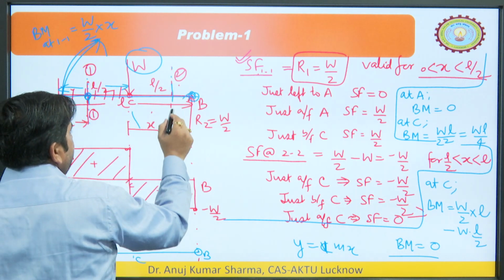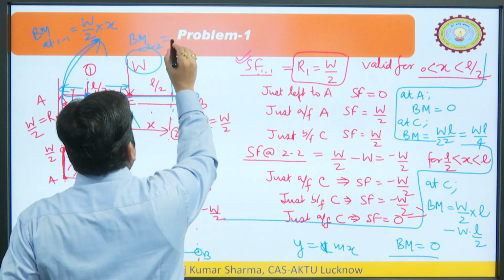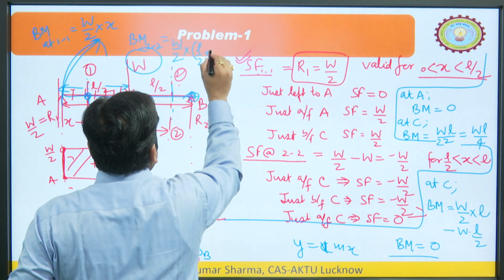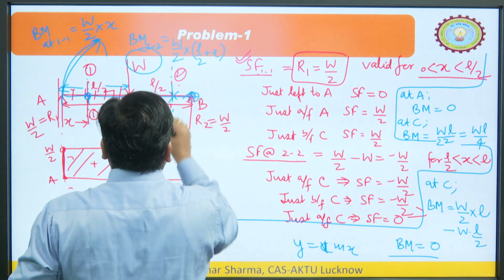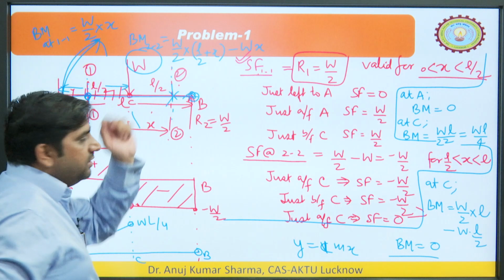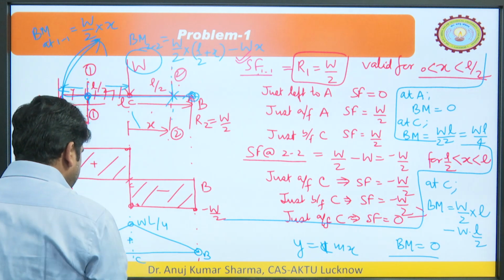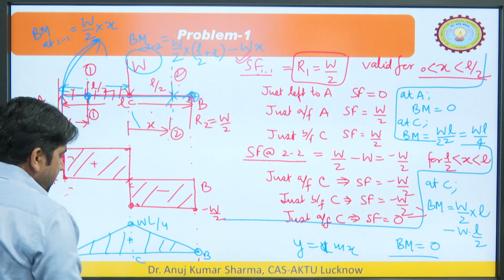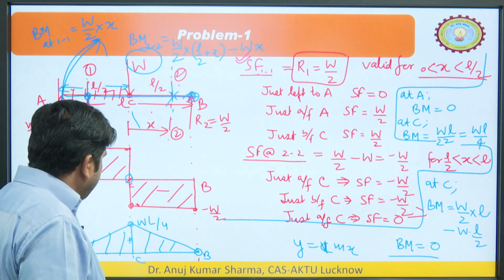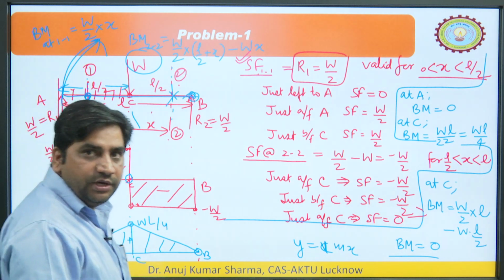Similarly, we can write the equation for section 2 2, W by 2 into L by 2 plus x, clockwise about the point we are looking at, minus W into x. Again it is an inclined straight line. So, you can make it like this. This is the positive value and this is the bending moment diagram. You can easily see that where the shear force is 0, the bending moment is maximum. So, what is the maximum value of the bending moment for the simply supported beam? It is W L by 4, right, understood.